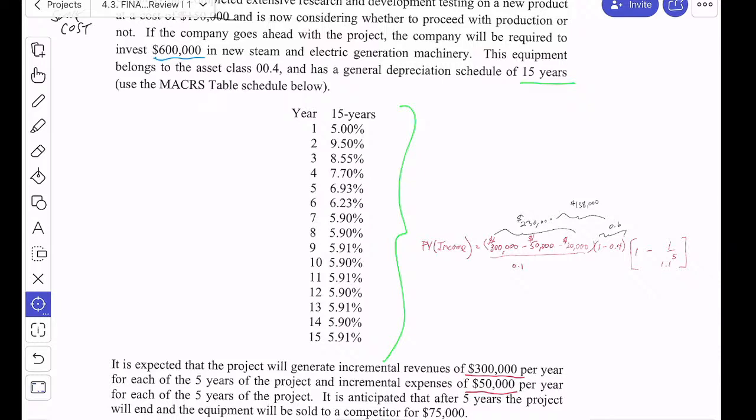All right, let's make a table. I'm going to write these figures down. So 5%, 9.5, 8.55, 7.7, 6.93. So those 5. And go to Excel.